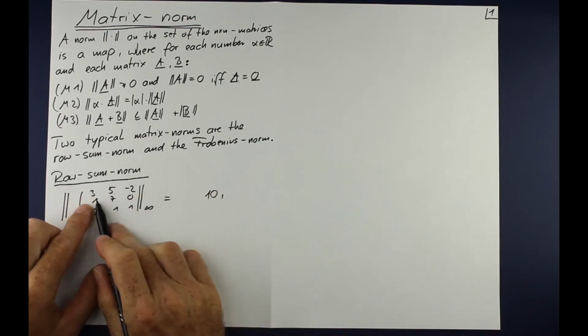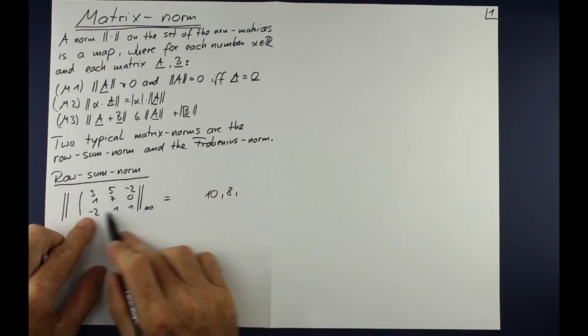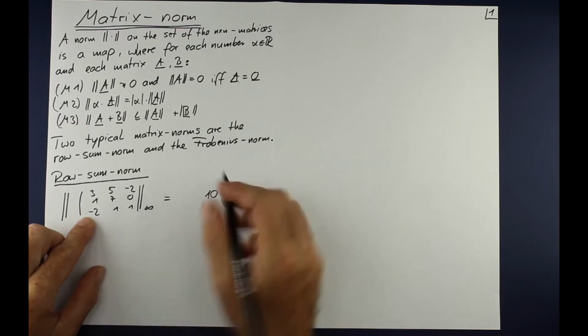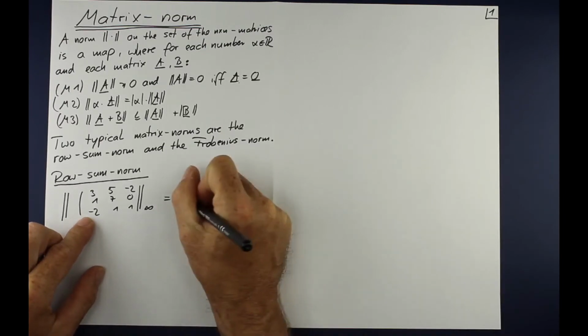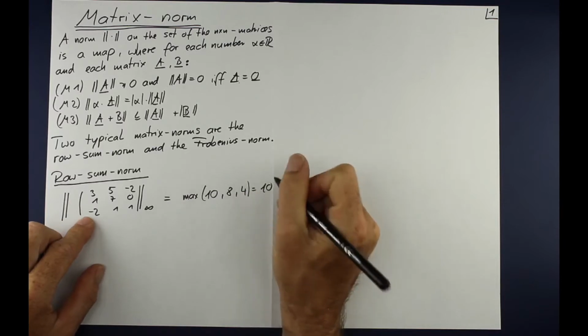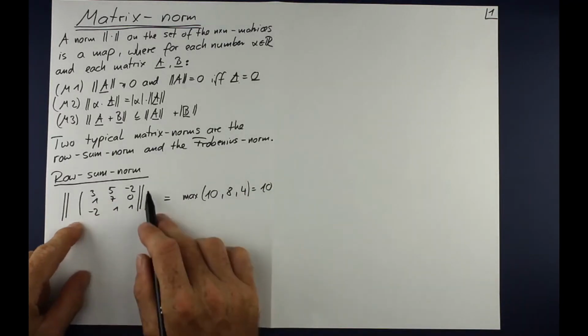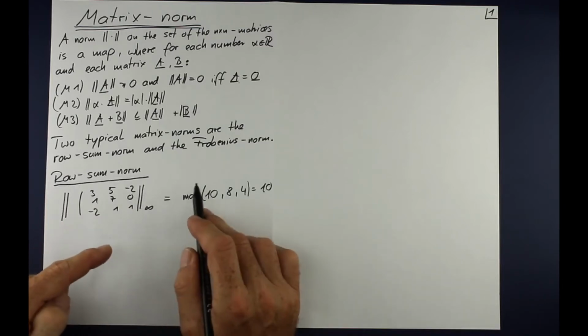But let's check the second row. It's 1 and 7, it's 8. And let's check the last row. So this is 4. Then take the maximum of these numbers, and this is the number 10. So the row sum norm of this matrix is 10.